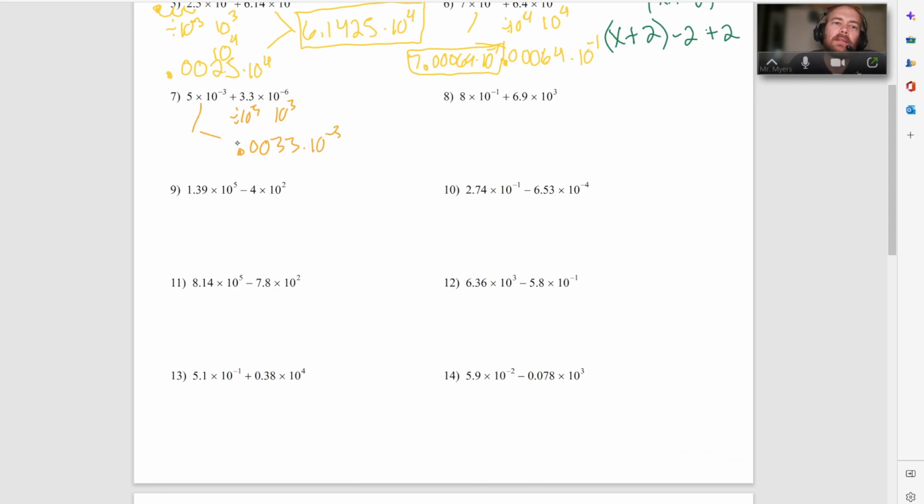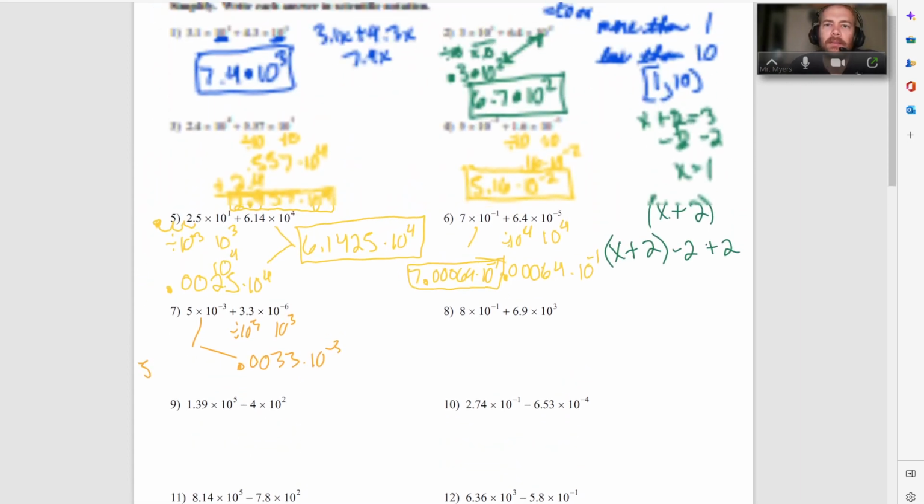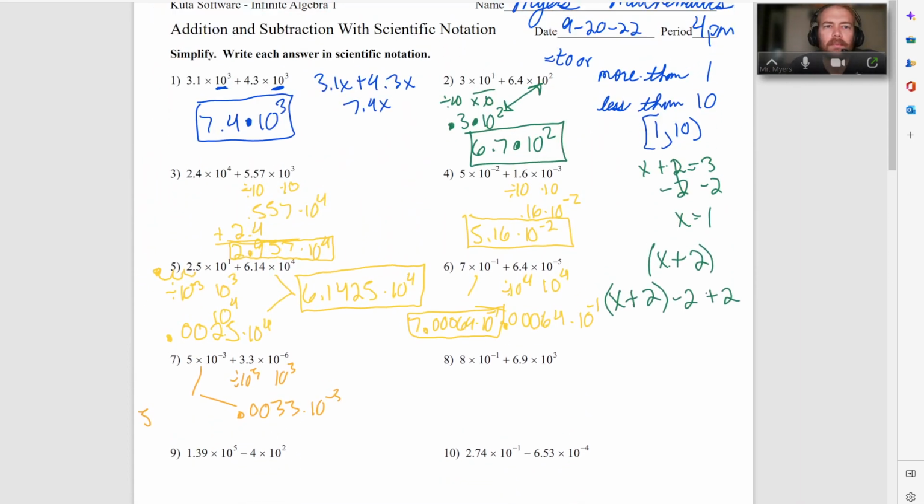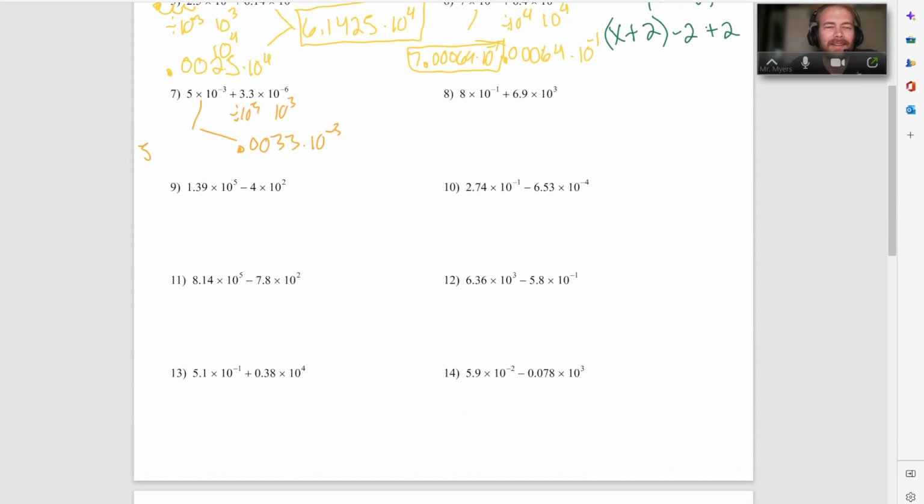Now I can combine these, and I have 5. Oh, did I have any minuses, by the way? I wasn't really checking for minuses. Forgot to look for minuses. I was just assuming all of these are plus. They have all been plus so far, but we're coming up on some minuses in a second here. So 5 plus that, so 5.0033 times 10 to the -3.